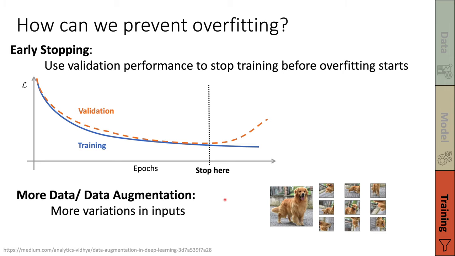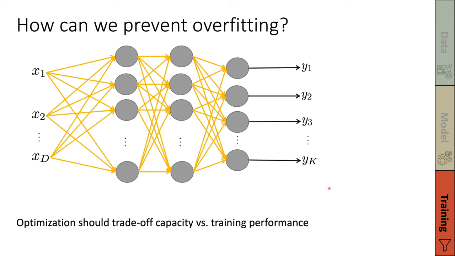Another solution would be to add more variations in the input data. So add more data or augment the data a bit if recording new data is too expensive. Here, an example of a dog would still be a dog if we rotate or skew the image a bit. We would still expect the network to classify this as a dog. So adding this to the training data would help us classify more variations of the same images, and therefore often leads to less overfitting.